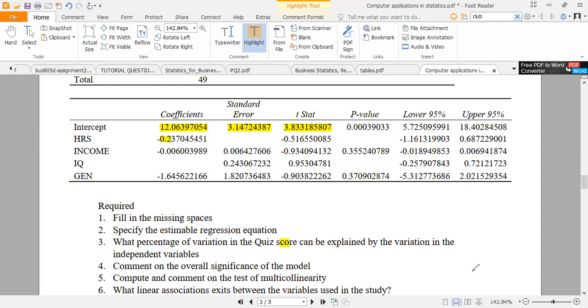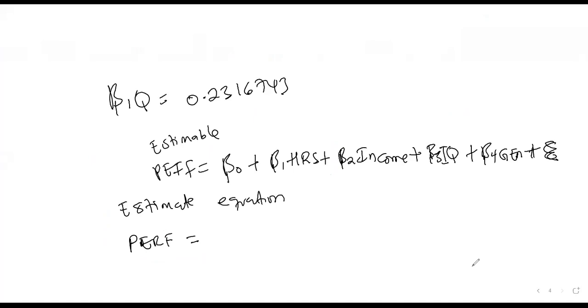So as I always do, because of the space, I'll just round the figures, right? I'll round the figures. So the intercept was 12.06, blah, blah, blah. So it will be 12.064. Then HRS, its beta coefficient was negative 0.237, so minus 0.237 HRS.